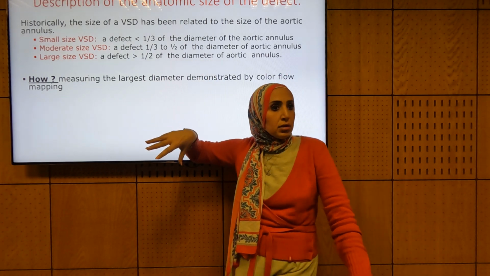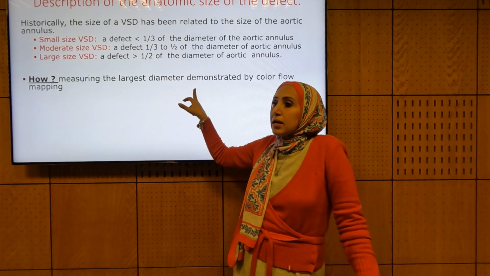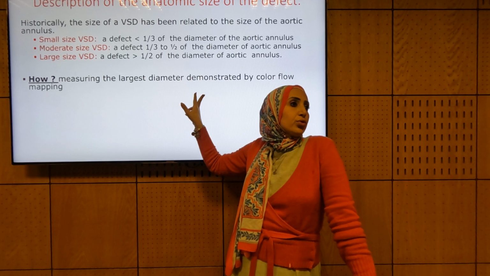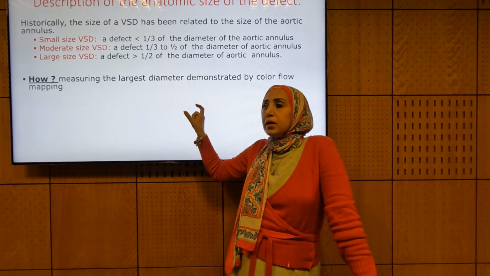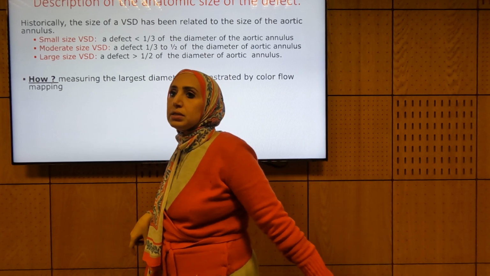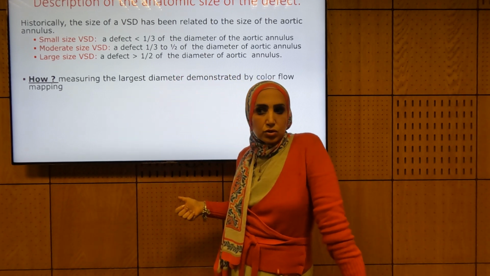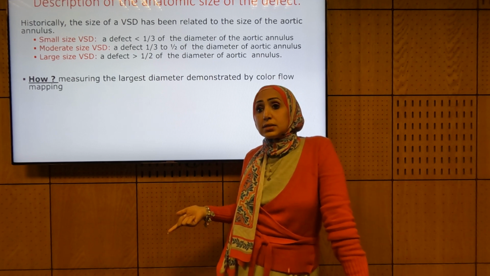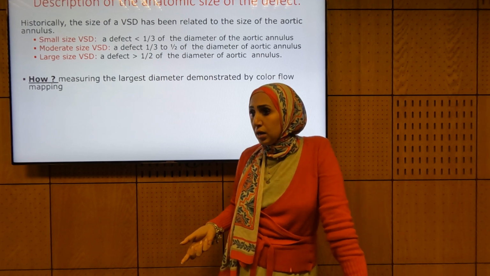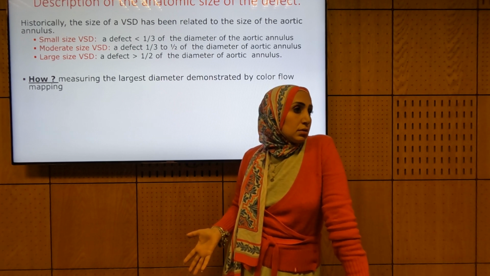And how do we measure it? On the color image, we take the largest diameter that we have for the VSD. Okay, is it clear now? We compare the aortic valve annulus with the VSD. If it's less than 1/3, it's small. If it's more than 1/2, it's large. If it's between 1/3 and 1/2, we call it moderate.